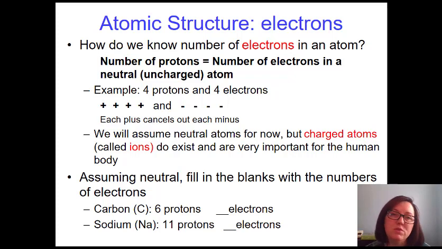So we're going to assume atoms are neutral, but charged atoms are called ions, and they do exist, and they are really important for physiology, and we'll talk a lot about these more later. But let's assume atoms are neutral, and assuming they're neutral, see if you can fill in the blanks below with the correct numbers of electrons. So if carbon has 6 protons and the number of protons equals the number of electrons, it must have 6 electrons. Likewise, if sodium has 11 protons, then it must have 11 electrons if it is neutral.